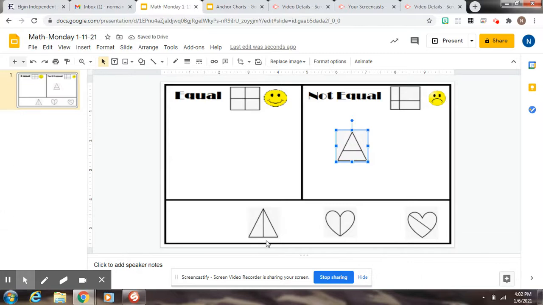Okay, so you don't have a lot of shapes that you need to move today, so just take a good look at it. Both sides, are they equal or are they not equal, and move your shape.